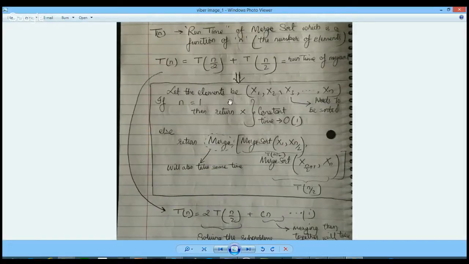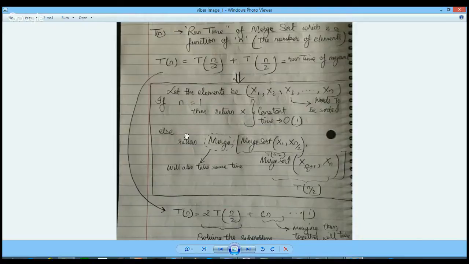So let's say the elements are x1, x2, x3 up to xn, which need to be sorted, and the best condition that we may face is that n is equal to 1, then we just don't need to sort it, and we can just return x. We can put the whole process of sorting into a computer function with an if-else statement. So if n equals 1, then just return x, which is the value of the number itself.